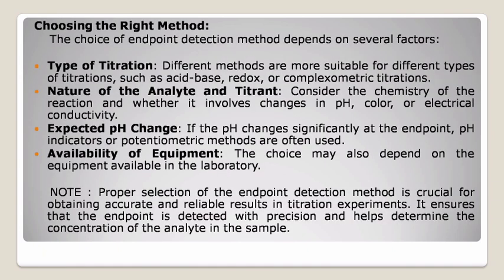Choosing the right method. The choice of endpoint detection method depends on several factors. A. Type of titration. Different methods are more suitable for different types of titrations, such as acid-base, redox, or complexometric titrations. B. Nature of the analyte and titrant. Consider the chemistry of the reaction and whether it involves changes in pH, color, or electrical conductivity. C. Expected pH change. If the pH changes significantly at the endpoint, pH indicators or potentiometric methods are often used. D. Availability of equipment. The choice may also depend on the equipment available in the laboratory.